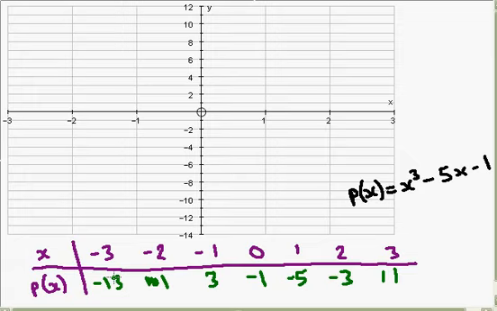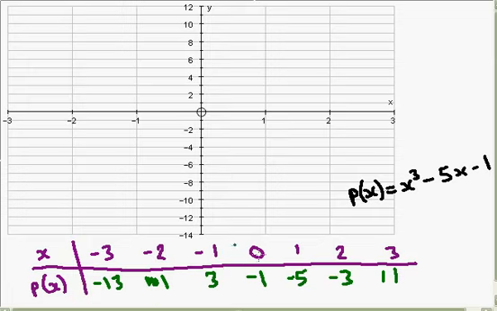Now what you need to notice is that p of x is negative and then positive here, which means that if we're going from a negative to a positive, we are actually crossing the x-axis. Between -3 and -2, we must be crossing the x-axis. So, in other words, there is a solution between -3 and -2.